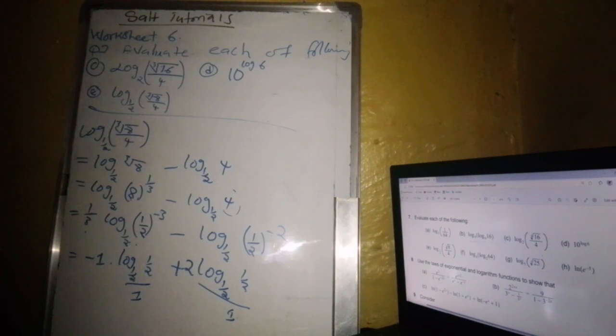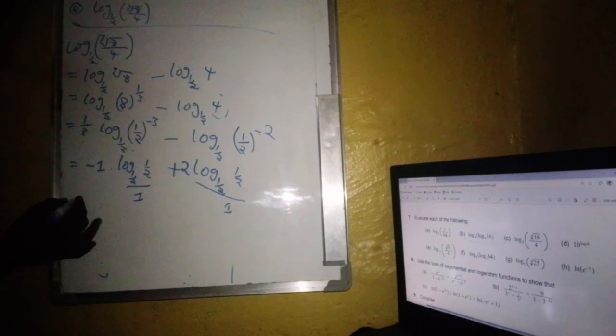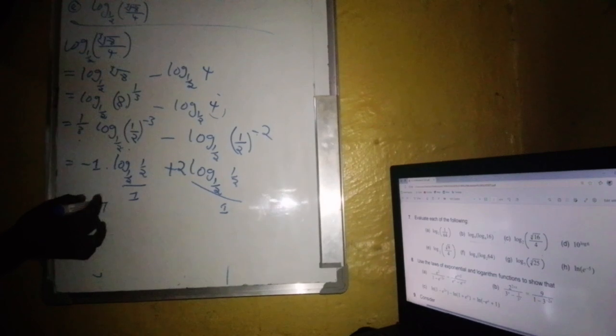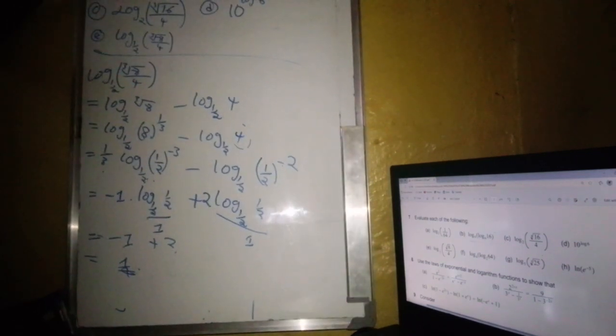So what am I going to end up with? I'm going to end up with this is a 1 times that, which is equals to negative 1. This times that, plus 2. 2 minus 1 gives you a 1. As simple as that. So this is what we are going to have as our evaluation for this function, or for this equation.